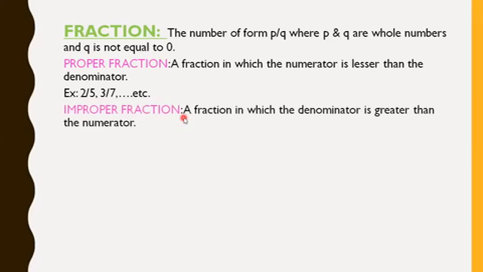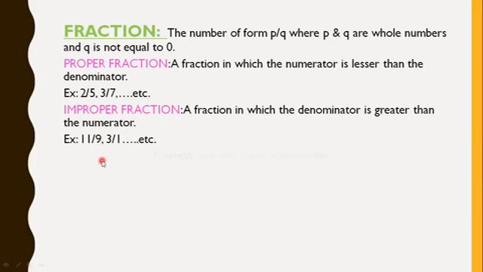Improper fraction: a fraction in which the numerator is greater than the denominator. So it is the opposite of a proper fraction. Example, 11 by 9, 3 by 1. So 11, the numerator, is greater than the denominator.